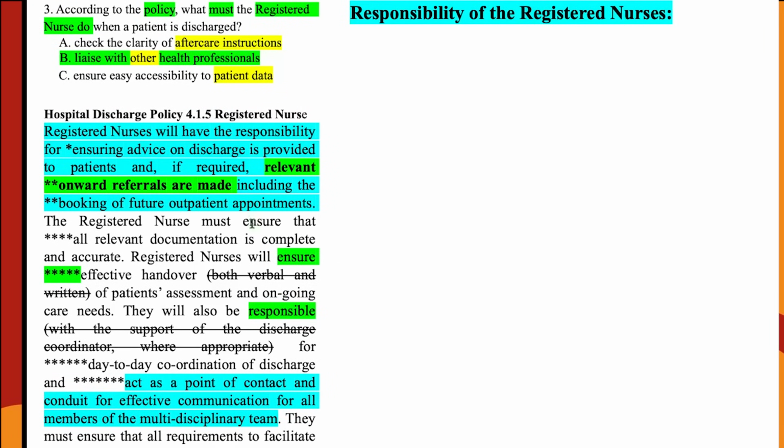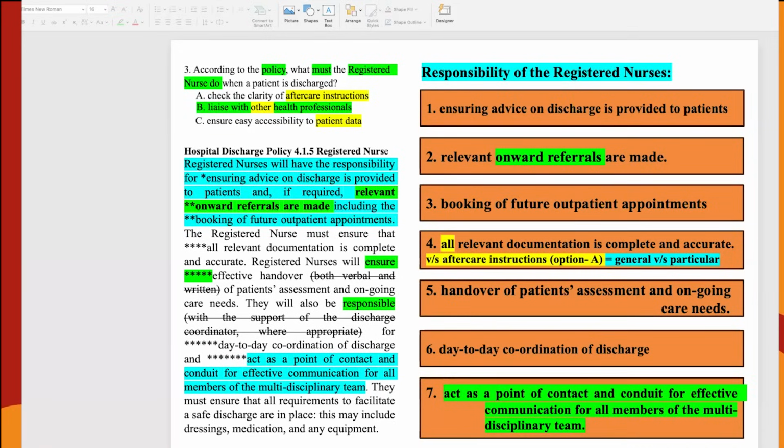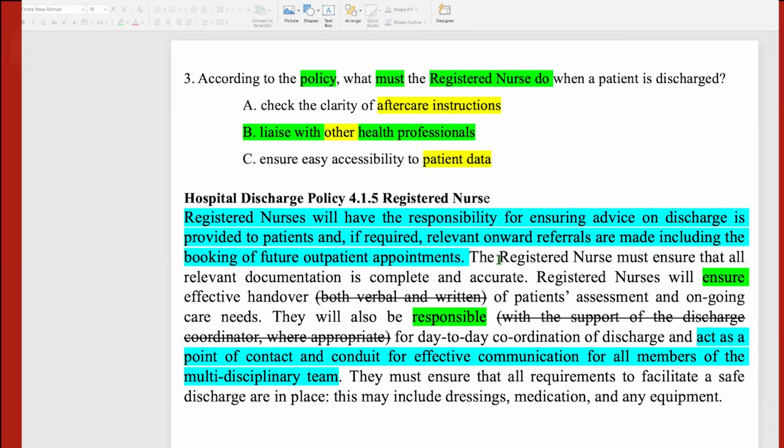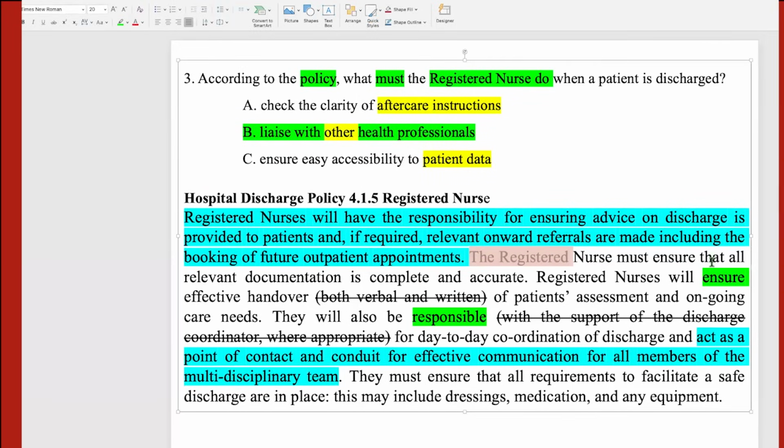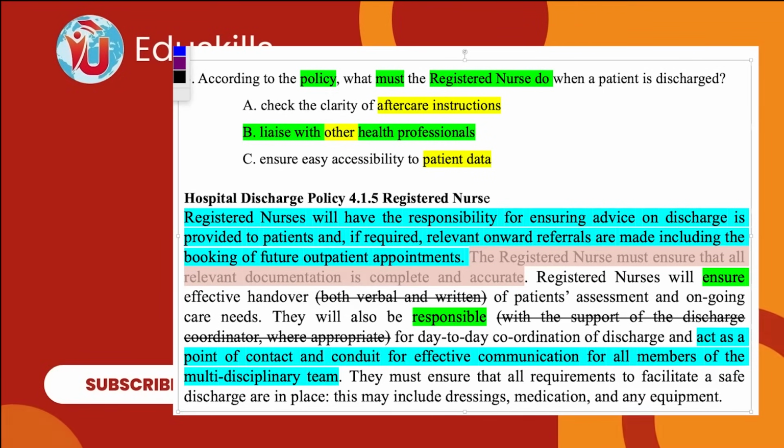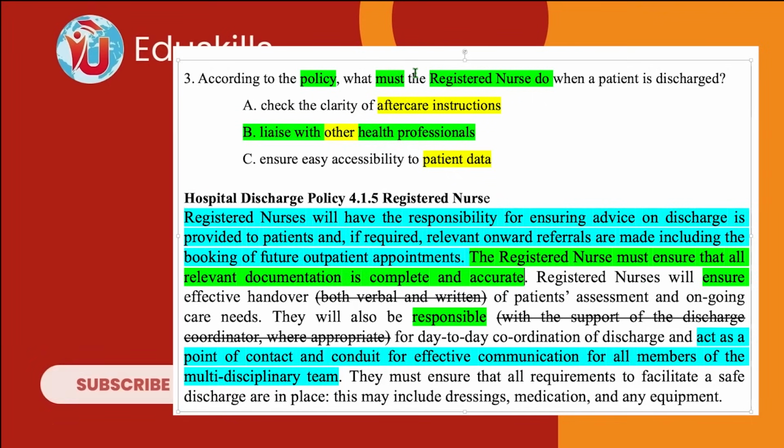Can anyone explain it? Those who understood, let me see. She is saying the nurse must ensure that all relevant documentation is complete and accurate. Okay. Yeah, Father, you explained that in the answer.